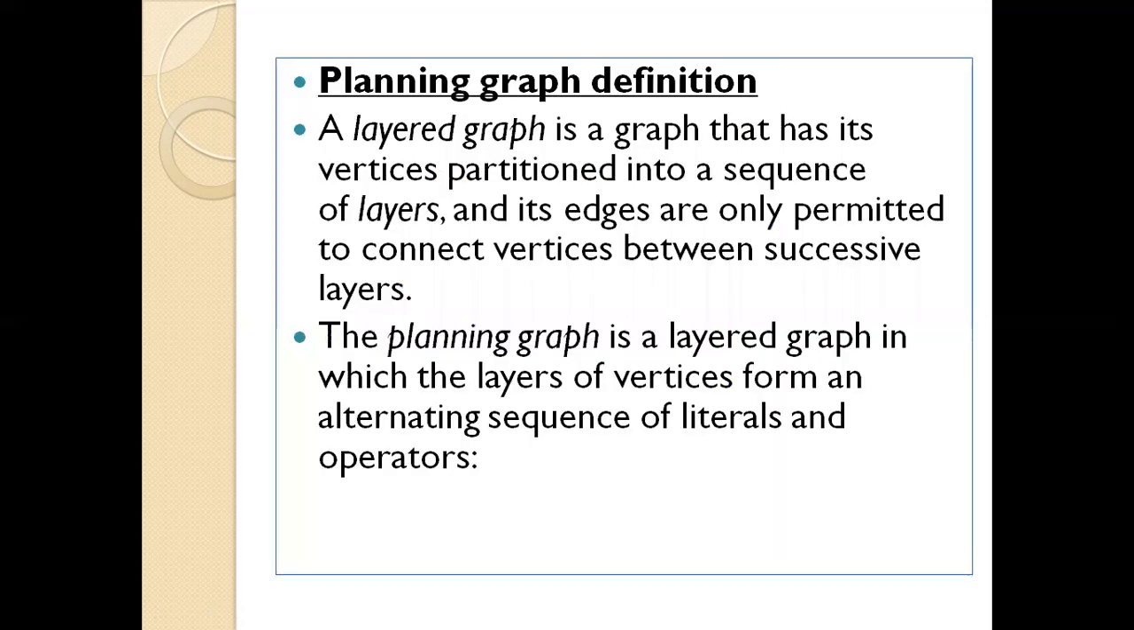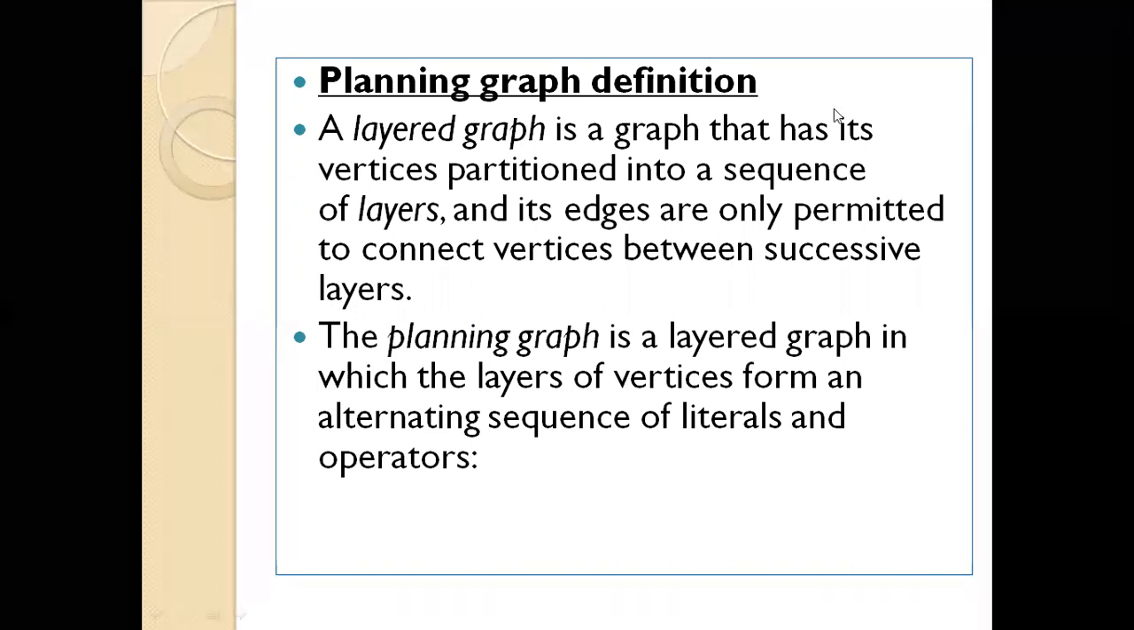So planning graph definition. Before that, you should know layered graph. A layered graph is a graph that has its vertices partitioned into a sequence of layers, and its edges are only permitted to connect vertices between successive layers. So what it means, a layered graph is a graph which has vertices, but they have been partitioned into a sequence of layers. Some layers are there, right?